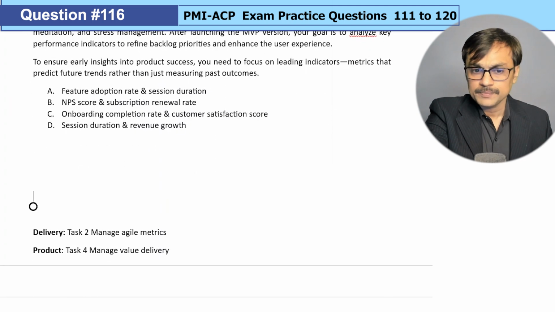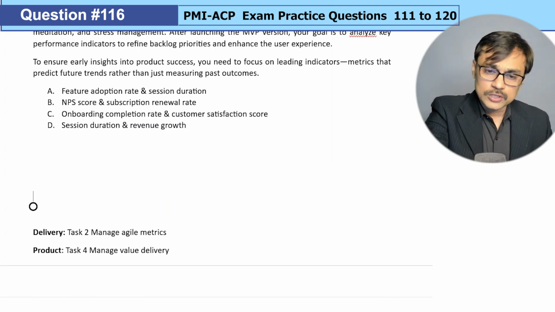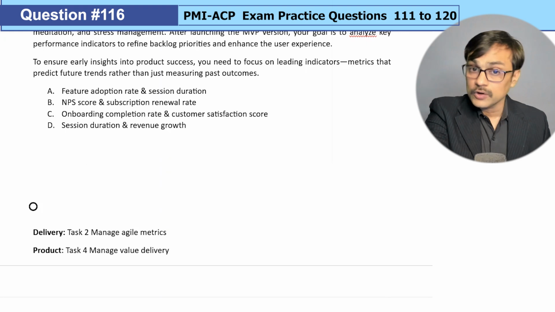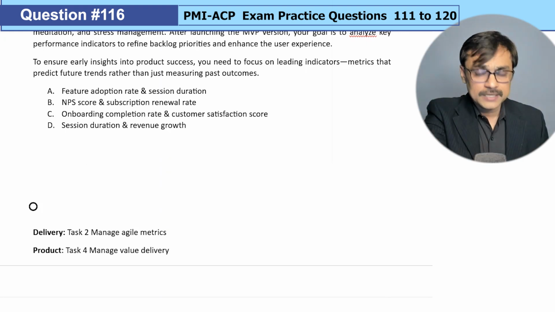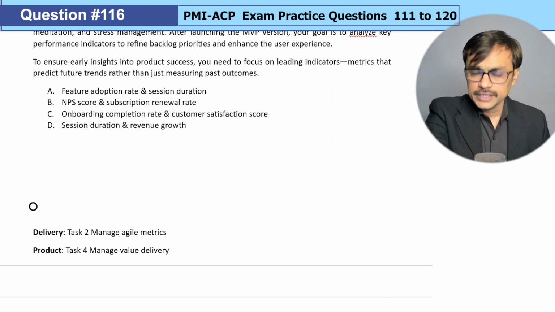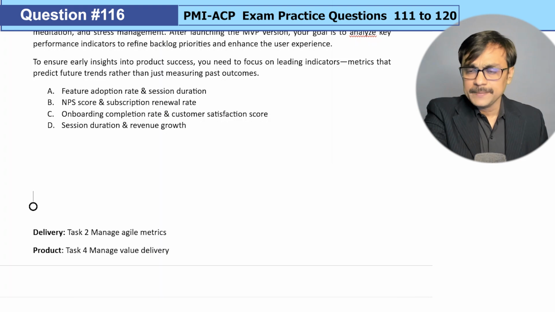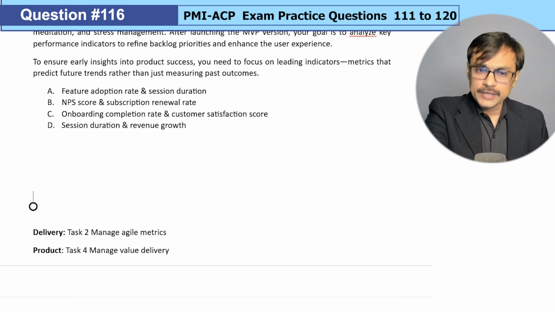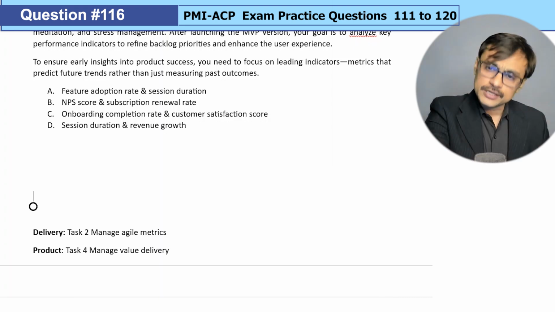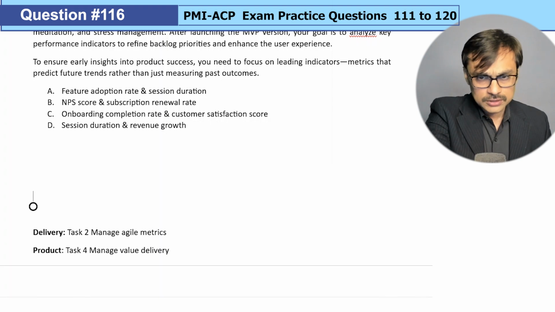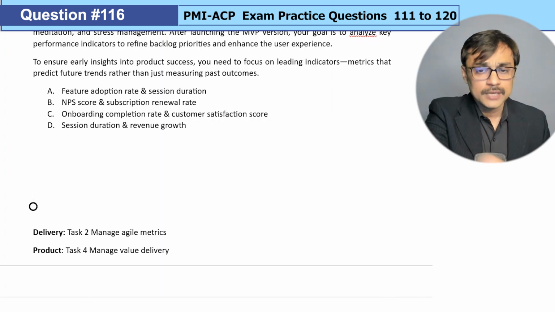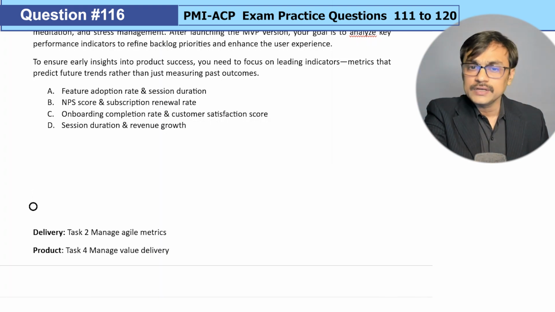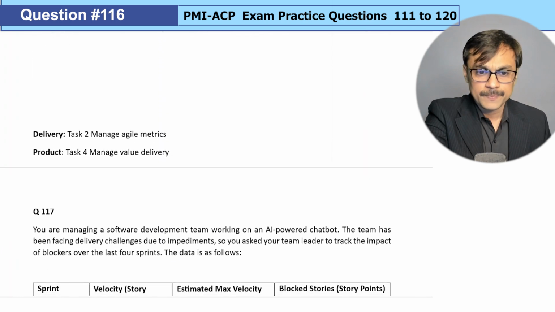I can map it to managing agile metrics. I can also map it to managing value delivery, because when you run your PMI-ACP class, you will learn about leading and lagging indicators usually in the metrics section, but you also talk about NPS scores and other things in your product delivery section. So both workbooks for your exam preparation that you get from PMI will contain this information.